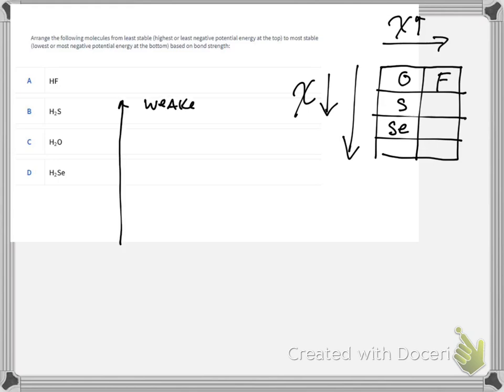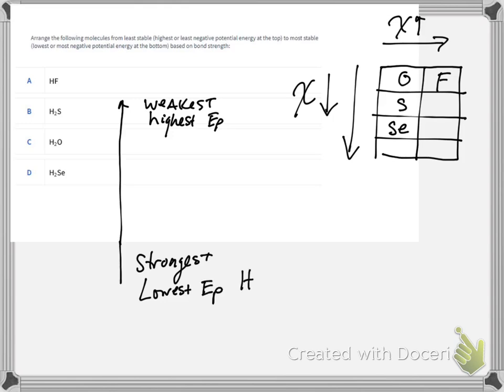We want to find out what are the weakest, highest potential energy bonds, and then the strongest, lowest potential energy bonds. Okay, so when we look at this, the most electronegative element here is going to be fluorine. It's the highest and farthest to the right. So HF would be the strongest, most polar bond.